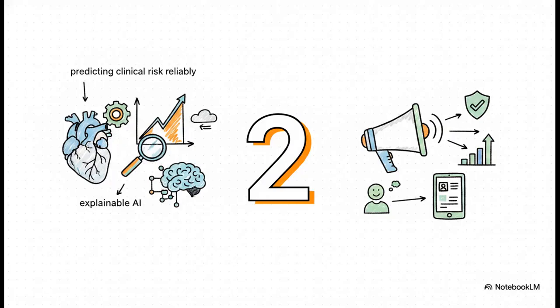So, their hurdle isn't a lack of data. Not at all. It comes down to exactly two primary challenges. Number one, predicting clinical risk reliably and explainably. I mean, they need to know exactly which patient is on the verge of developing diabetes before it happens. And number two, communicating those complex predictive results effectively to non-technical end users.